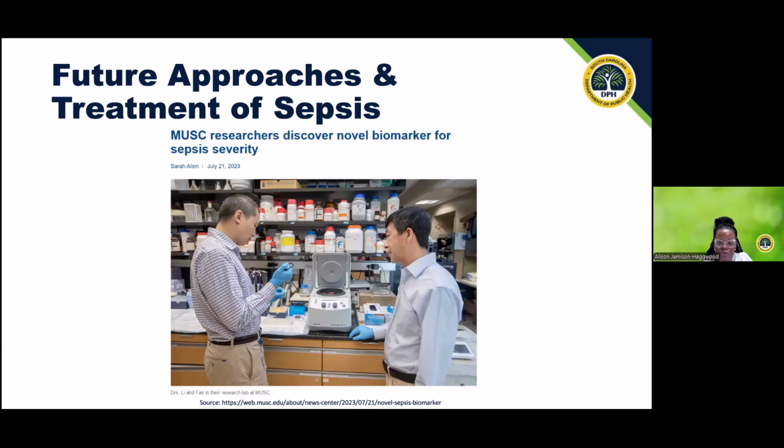So the MUSC researchers, like I mentioned, identified this biomarker that could change the way sepsis is approached and treated. Of course, there are still many hurdles that must be cleared before those biomarkers are used in the clinic or in a healthcare setting, but certain factors could speed that progress. So hopefully, that's something that will occur soon to help identify early on those individuals with sepsis.